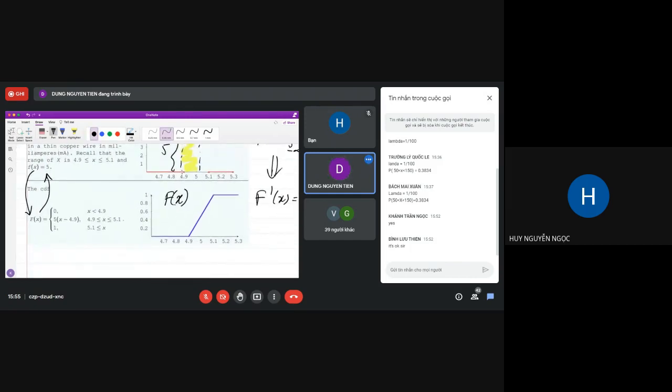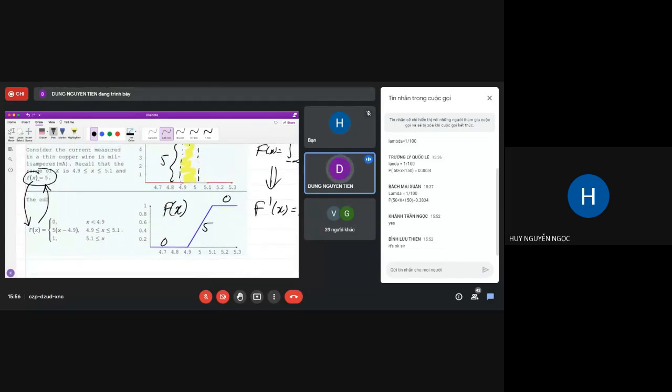All right. So suppose that the capital F is here, and you differentiate the function. For any x less than 4.9, it is 0. For any x more than 5.1, it is 0 as well. For x between 4.9 and 5.1, you can differentiate it to get 5. That's why you get the density function 5 for the relative density function. Is it okay?